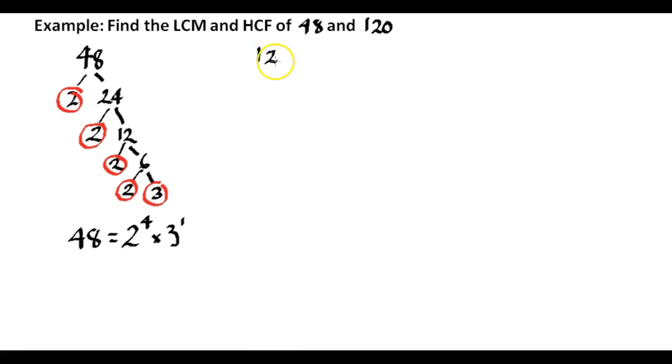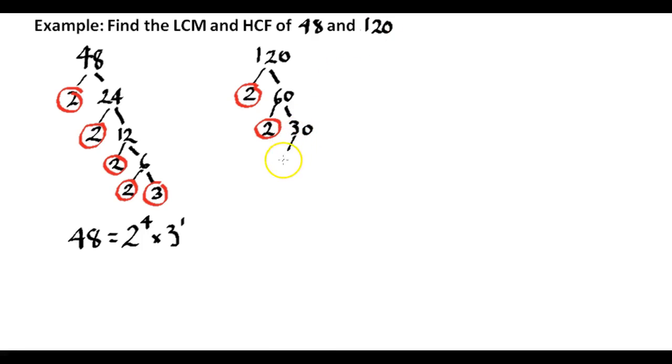So we're going to do 120. Again, it's an even number, so 2 will go in. 60 times 2 is 120. 60 is also even, so it breaks into 2 and a 30. And so that branch is finished.